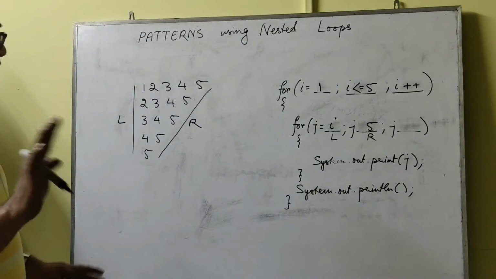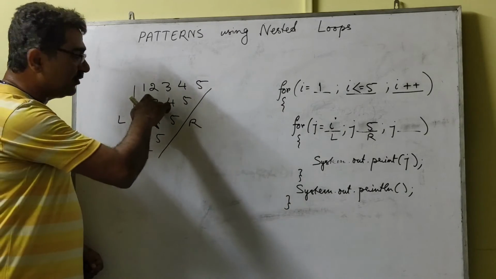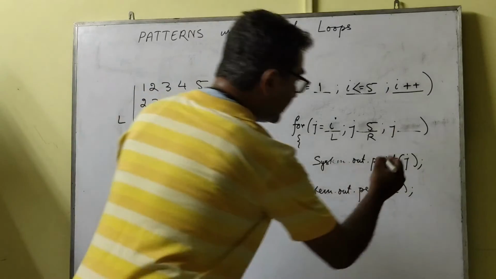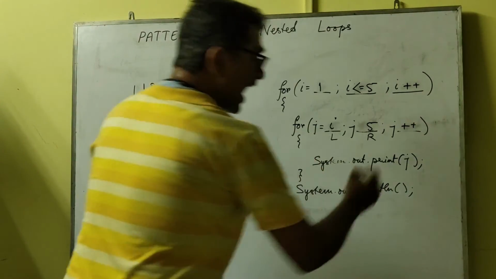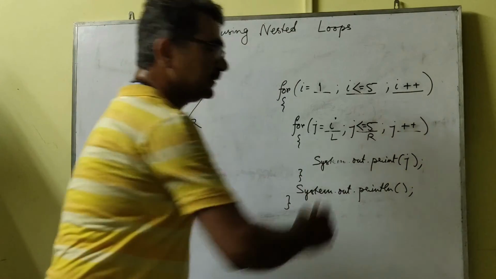Now determining plus plus or minus minus. Look at the base. The values in the base are always increasing, starting from 1. 1, 2, 3, 4, 5. It's increasing. So we are going to put plus plus. And if it is plus plus, definitely we'll put less than or equal to.